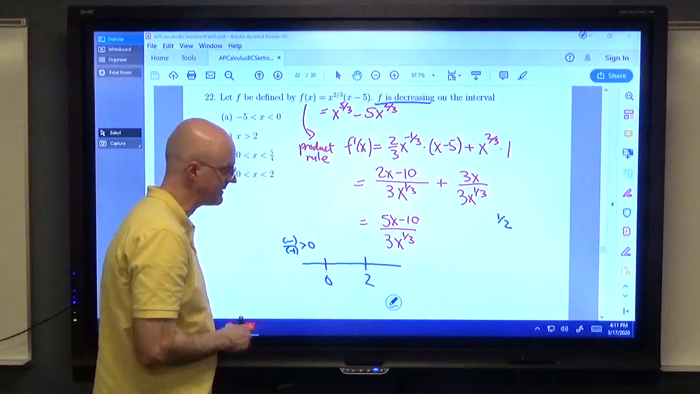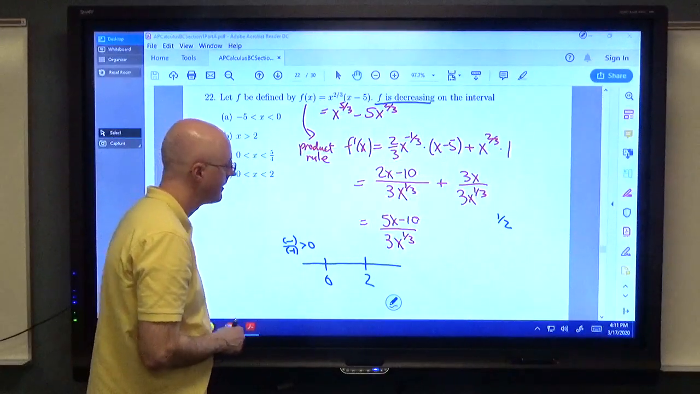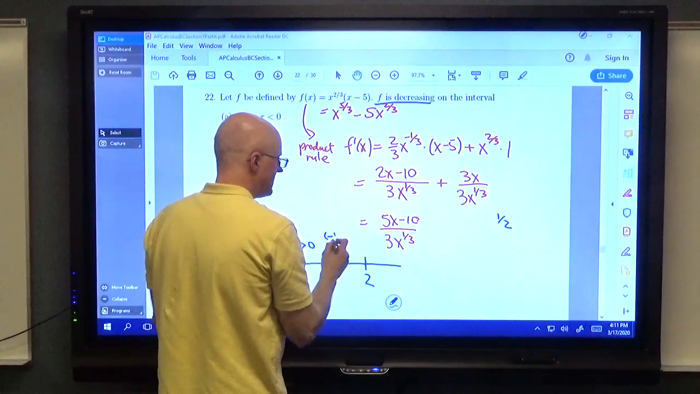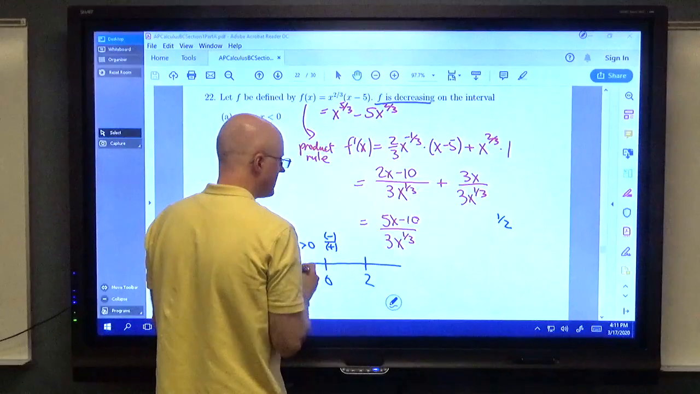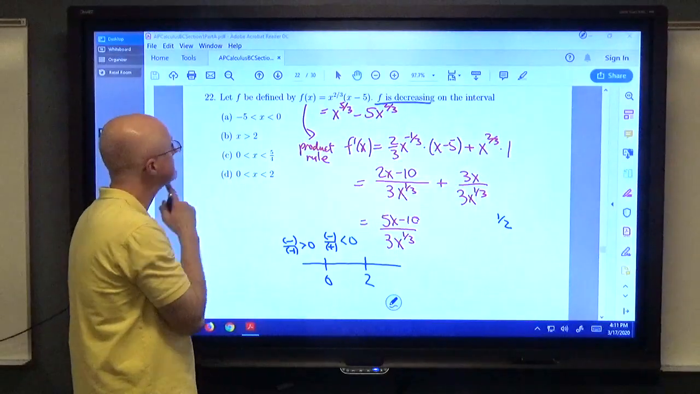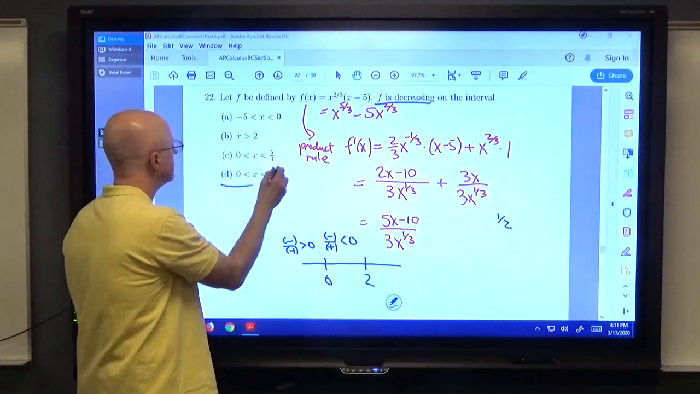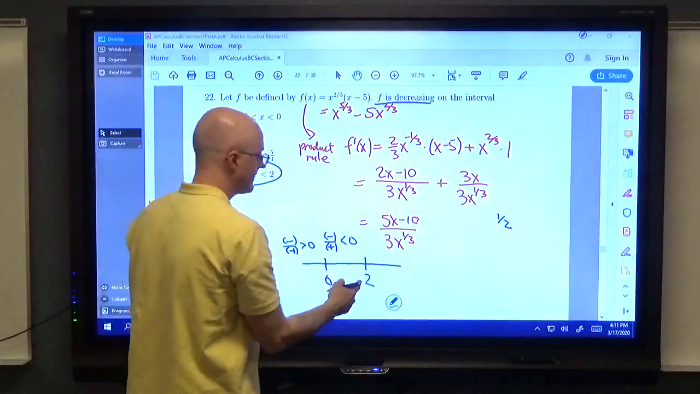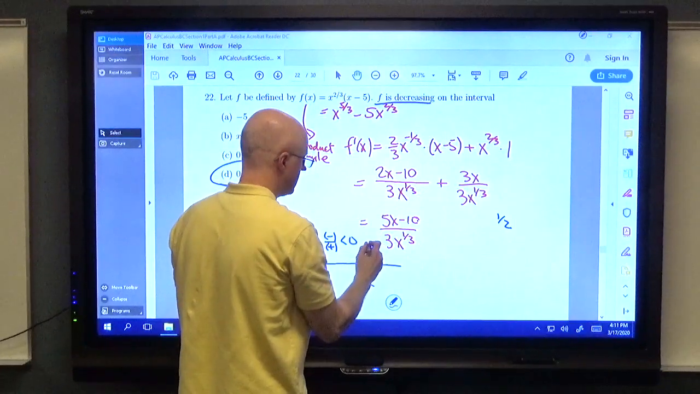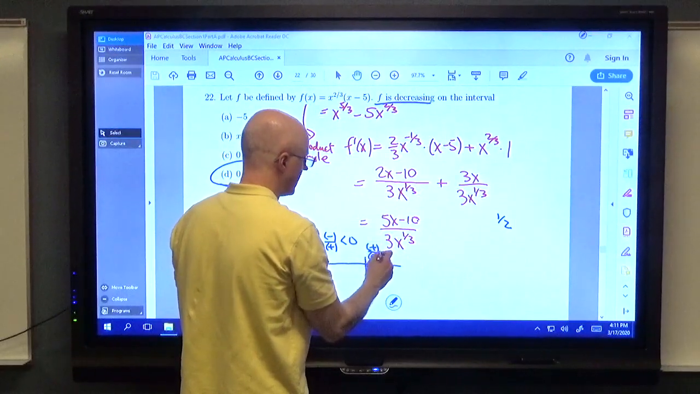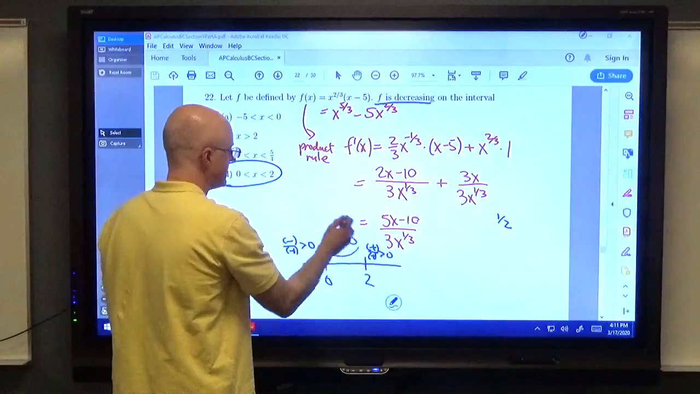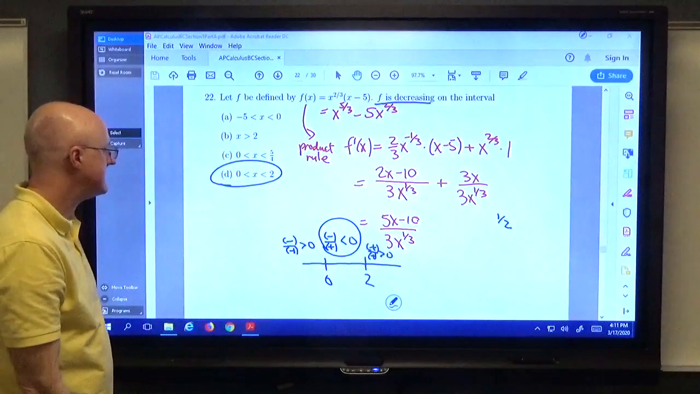The function is not decreasing when x is less than 0. When x is between 0 and 2, like when x is 1, I get a negative divided by a positive, which is negative. F is decreasing between 0 and 2. It looks like probably D is the answer. That's got to be the answer. You may want to double check what happens over here when x is bigger than 2, like 3, I get a positive divided by a positive, which is positive. Function's increasing over there. Okay? So D is the answer. That's where the derivative is negative. That's where the original function is decreasing.